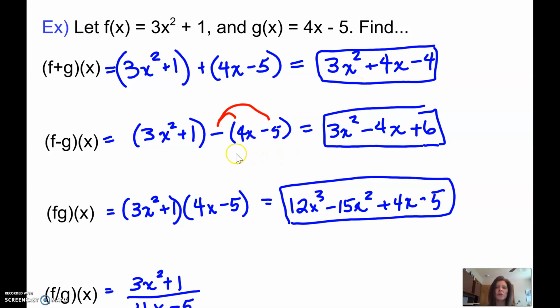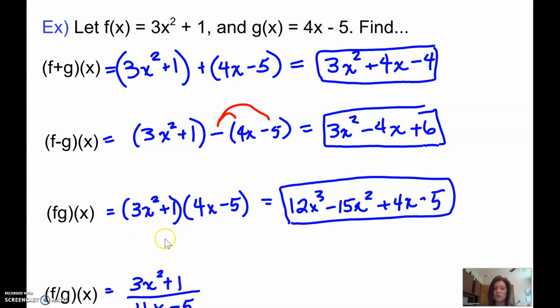Now the parentheses are really important because when I do a problem like f minus g of x, I've got all of f of x minus all of g of x. Those parentheses tell me I'm subtracting all of it. What that means is that I'm going to have to subtract the 4x and actually add a 5 because when you subtract a negative, you're adding. So my answer here is going to be similar to the f plus g, but slightly different for that constant term because of that sign change.